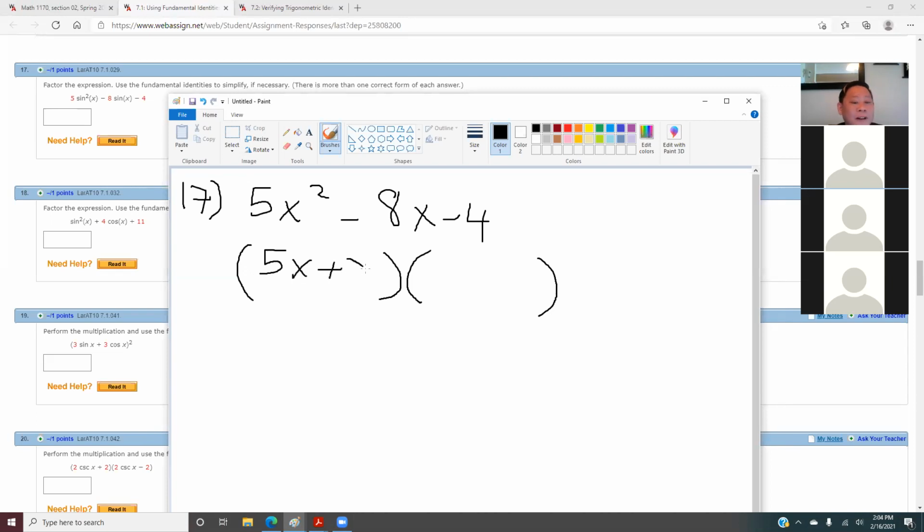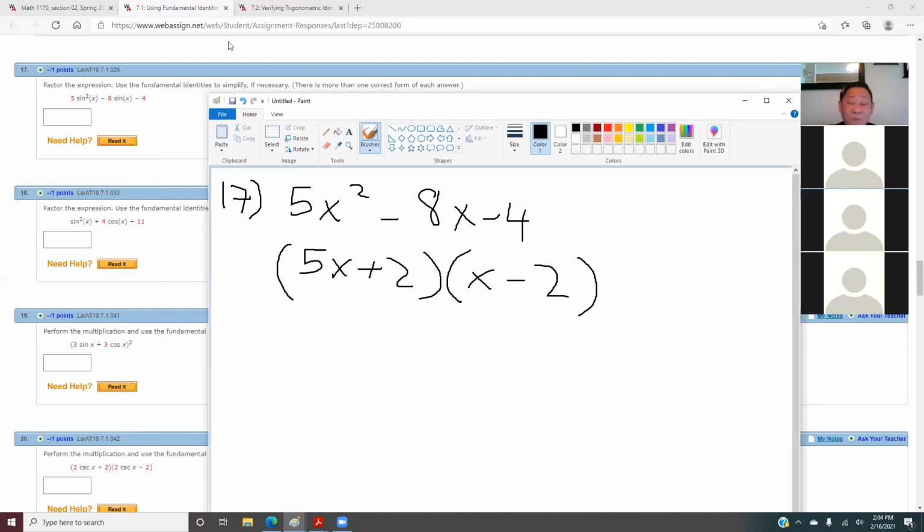5x plus 2 and x minus 2. Now, I want to tell you guys, if you do not know how to factor this, please withdraw from this class, because this is something very simple. So if this is this, then what will be your answer for question 17? Just change all your x to become what? Sine x. So your answer in this case will be 5 sine x plus 2 and sine x minus 2. You guys all right with that one?